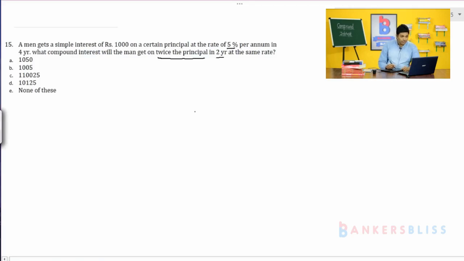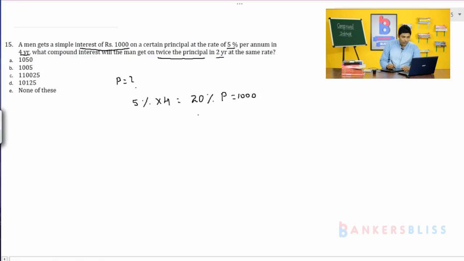Okay, so if you want to calculate the compound interest, you should know the principal amount. Have they given the principal amount? No. Instead of the principal amount, they have given the simple interest of rupees 1000. Okay, so 5% for how many years? 4 years. So 5% into 4 years, altogether you got 20%. Okay, so 20% of the principal amount is 1000.